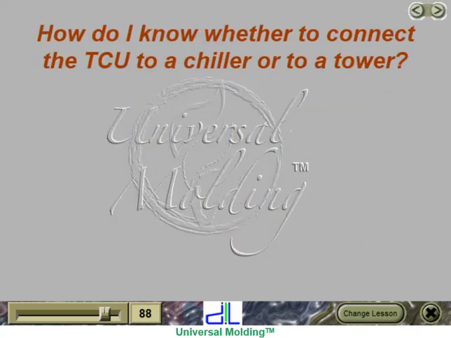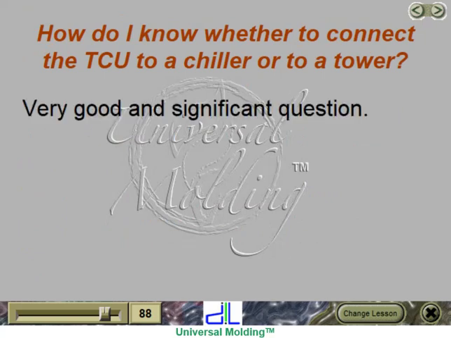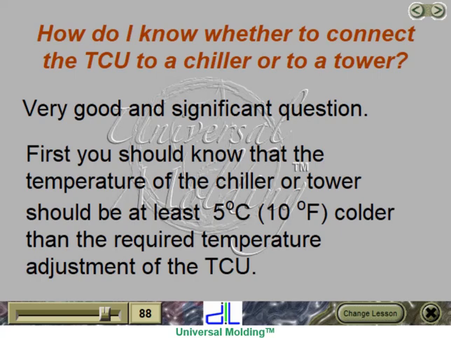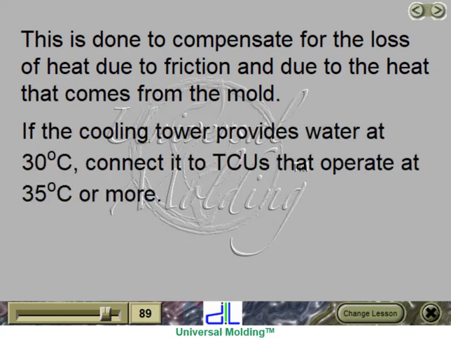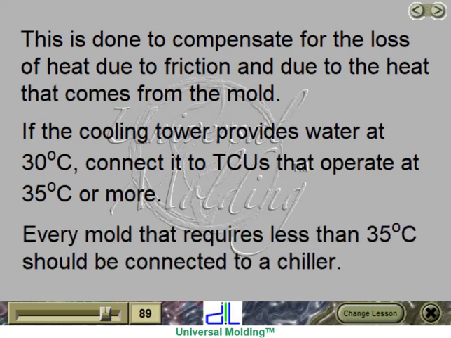How do I know whether to connect the TCU to a chiller or to a tower? Very good and significant question. First, you should know that the temperature of the chiller or tower should be at least 5 degrees centigrade or 10 degrees Fahrenheit colder than the required temperature adjustment of the TCU. This is done to compensate for the loss of heat due to friction and due to the heat that comes from the mold. If the cooling tower provides water at 30 degrees centigrade, connect it to TCUs that operate at 35 degrees centigrade or more. Every mold that requires less than 35 degrees centigrade should be connected to a chiller.